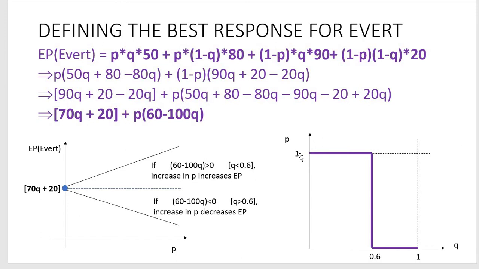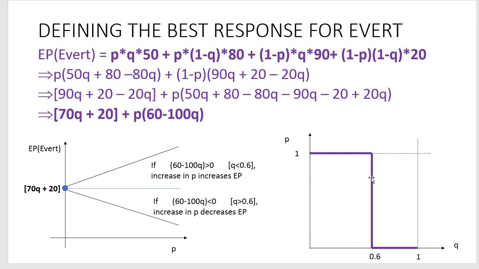So take a look here. If the value of q is below 0.6, then higher value of p is associated with higher value of expected payoff for Evert. So basically, if q is below 0.6, then Evert, as the rational player, has to keep her p as high as possible, because in this case, higher p means higher expected payoff for her. So here we have it.